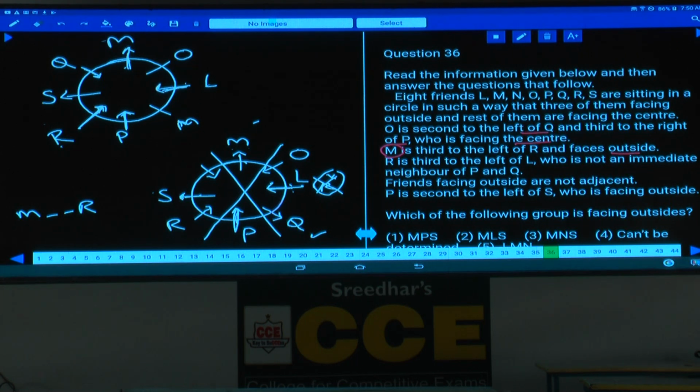Isn't it? Now M is third to the left of R and M is facing outside. R is third to the left of L. L is not an immediate neighbor of P and Q. As L is not an immediate neighbor of P and Q, P is here and Q is here. L is not an immediate neighbor of Q. Fine. Now M and R must be in these 2 places only.